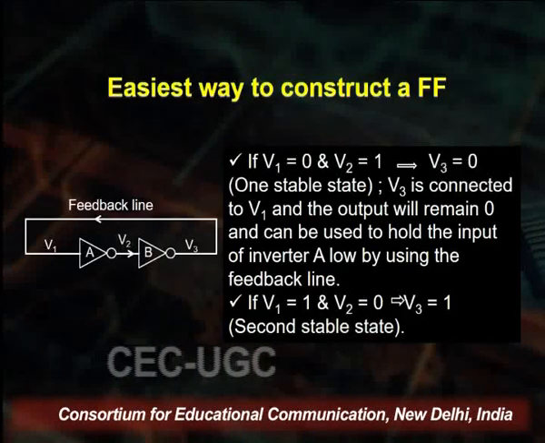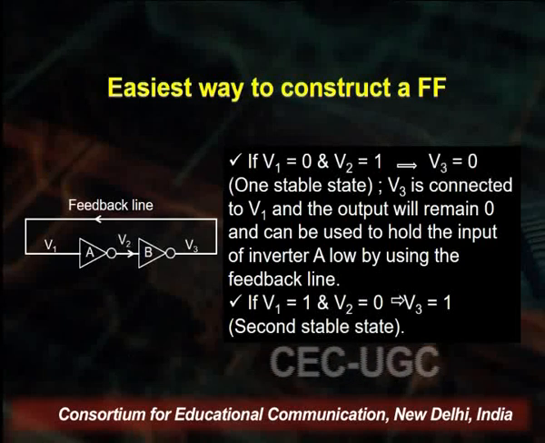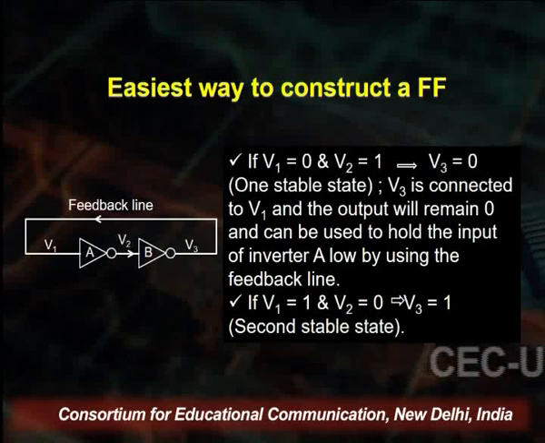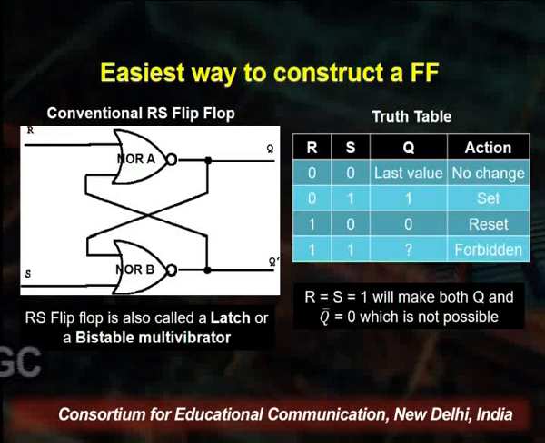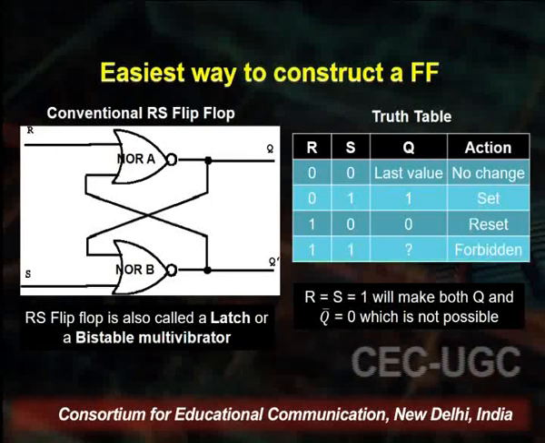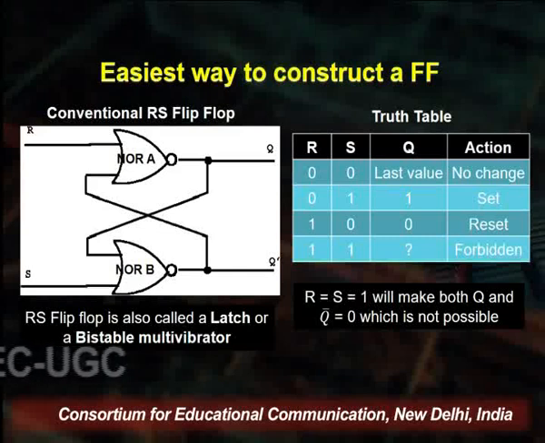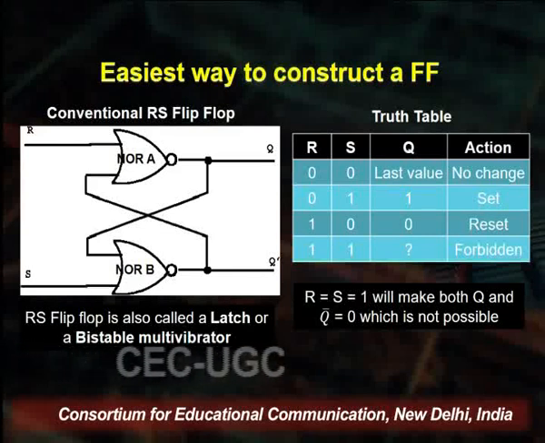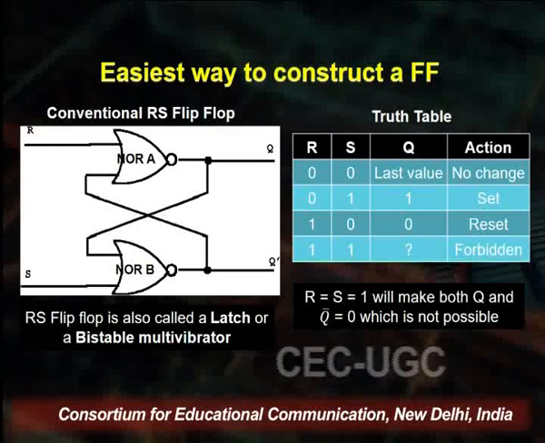So we saw that the easiest way to construct a flip-flop was using two NOT gates, and then the basic flip-flop, or rather a latch, was the RS latch. The moment we gave it a clock signal, it converted itself into the flip-flop. The basic idea here was the feedback.